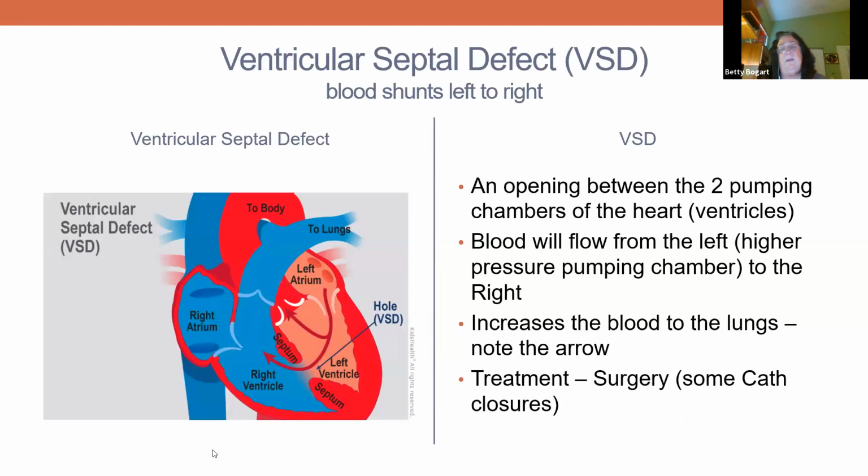VSD, same thing, but it is a hole between the wall of the bottom of the heart or the ventricles. Again, this causes more blood to go from the left, of course, to the right, back into the lungs. We know either ASD, VSD is just more flow. And again, surgery or cath lab.